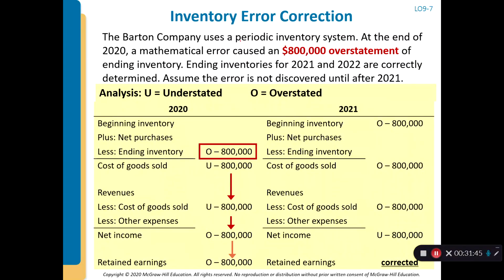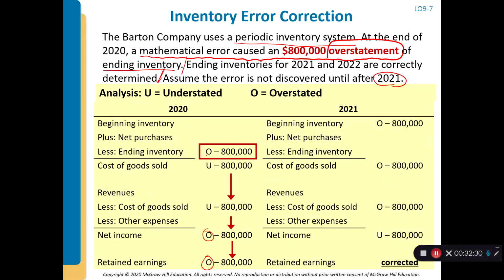So the Barton Company using a periodic system, at the end of 2020, a mathematical error caused an $800,000 overstatement of the ending inventory, and the ending inventory for 2021 and 2022 are correctly determined. Assume the error is not discovered until after 2021. So let's say by 2020 you have overstated your ending inventory, which caused you to understate your cost of goods sold. Because understating cost of goods sold by 800,000 means that you overstated your income by 800,000, which further overstated your ending retained earnings by 800,000, right?